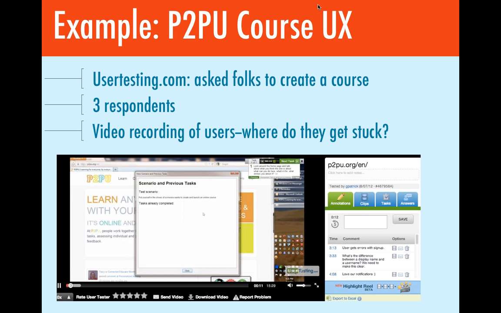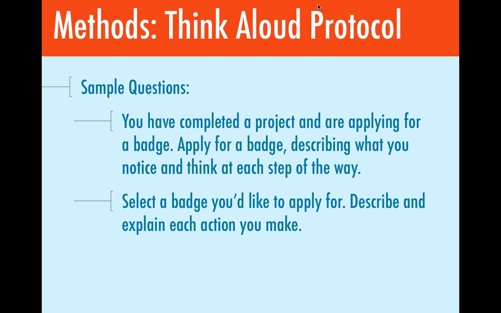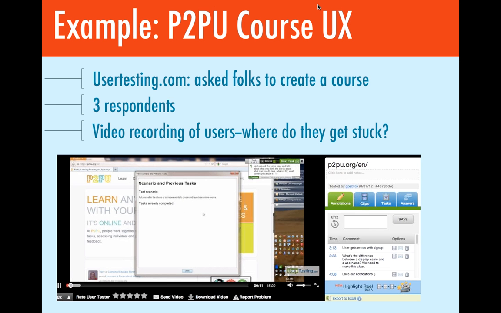So an example of a think aloud protocol that we've used at P2PU is usertesting.com. And I highly, highly, highly recommend usertesting.com. I cannot say enough good stuff about it. What happens is that you give a user that they find and recruit for you a scenario. So for us, it would be: you've completed your project and are applying for a badge, or select a badge you'd like to apply for. That would be the scenario.